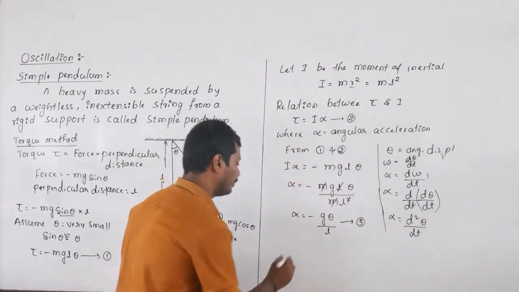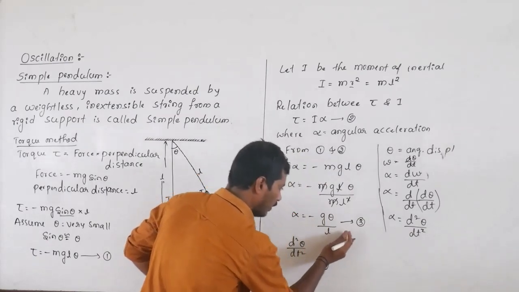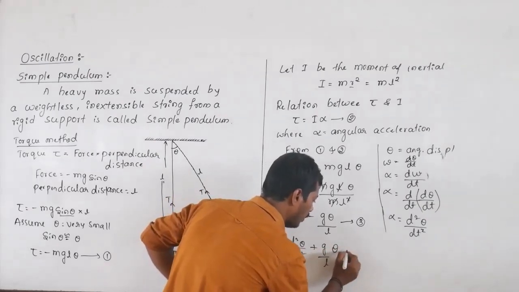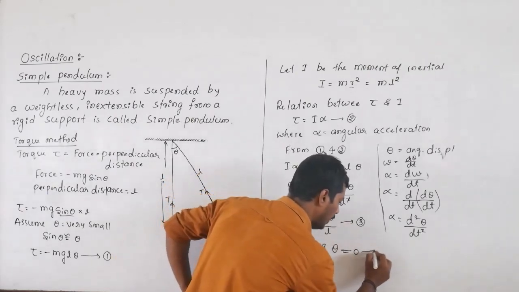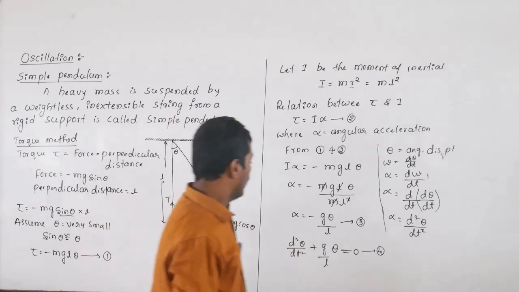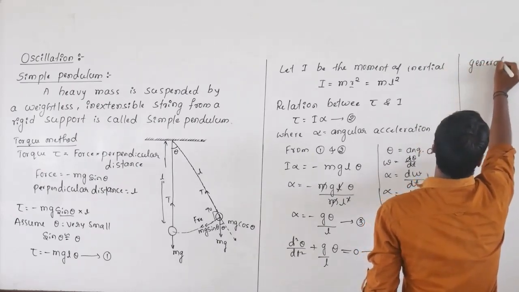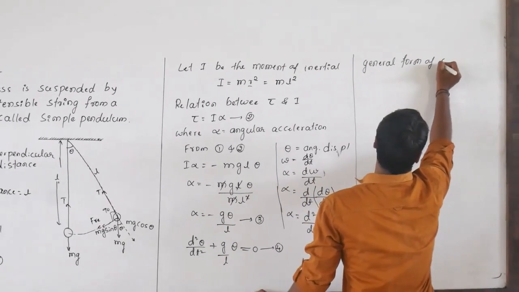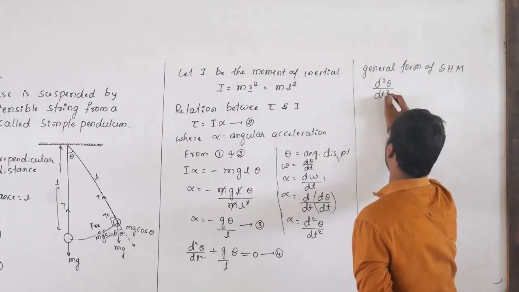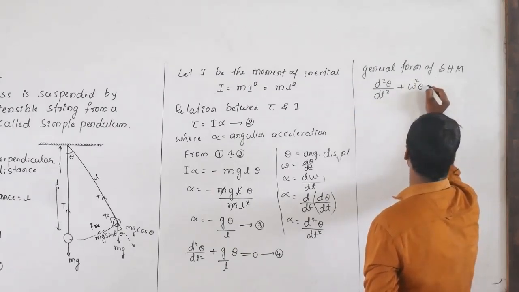Substitute here. Then d square theta divided by dt square equals alpha. Take to the LHS, then it becomes plus g into theta divided by L is equal to 0. We call this equation number 4. This is the general form of simple harmonic motion. The general form of simple harmonic motion is d square theta divided by dt square plus omega square into theta is equal to 0.